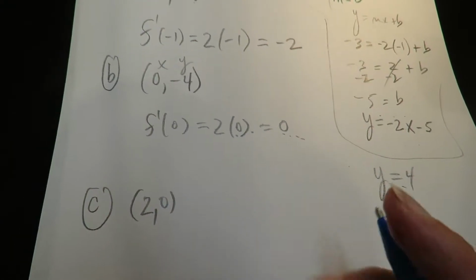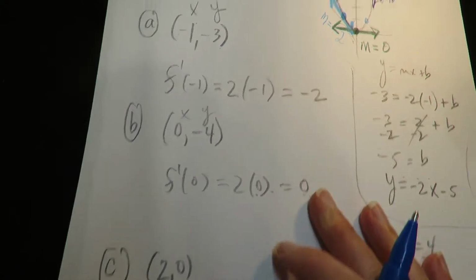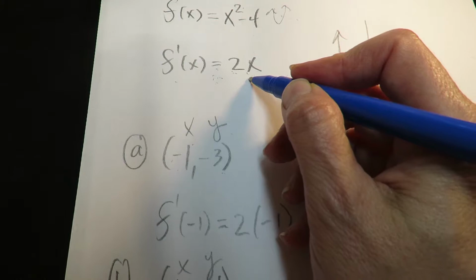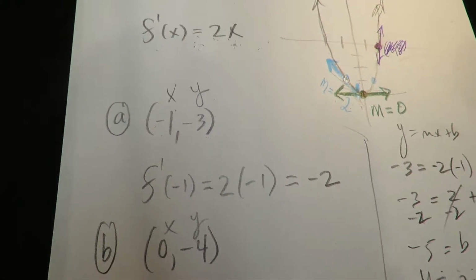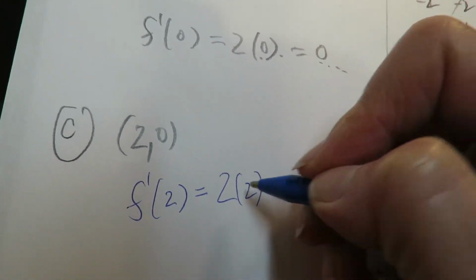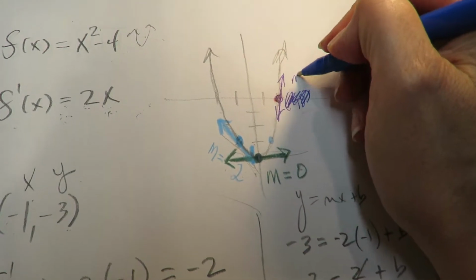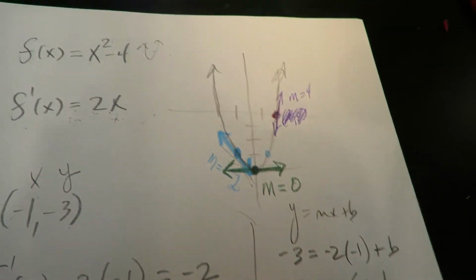So what we're doing with the calculus is we're finding the derivative, the slope at that point. So again, the formula is f prime equals 2x. So I'm going to put in a 2. So 2 times 2x, where x is 2, is 4. So it means that the slope here is 4.